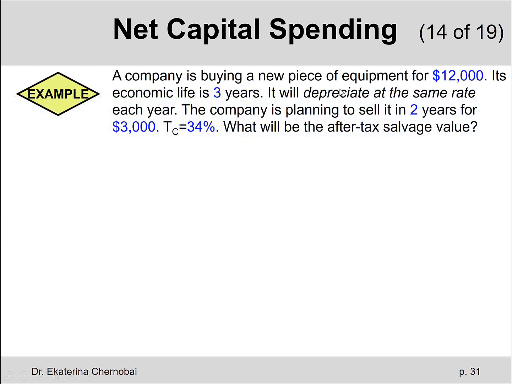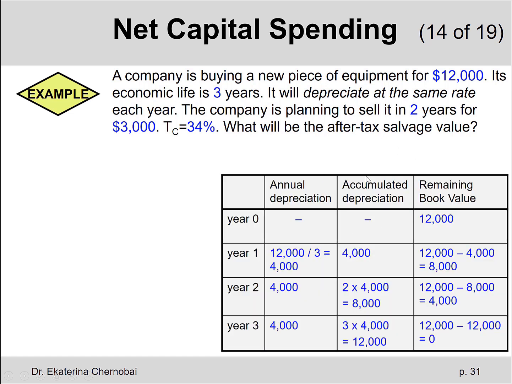Let's look at the following example. A company is buying a new piece of equipment for $12,000. Its economic life is 3 years. It will depreciate at the same rate each year. The company is planning to sell it in 2 years for $3,000. TC, which stands for corporate income tax rate, equals 34%. What will be the after-tax salvage value?